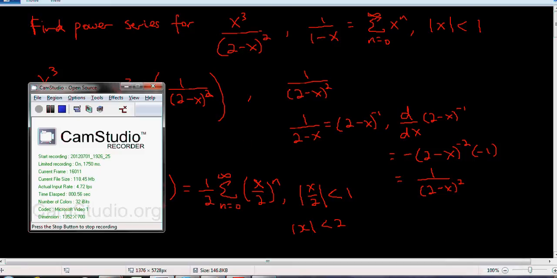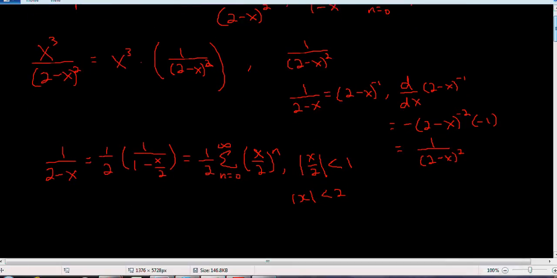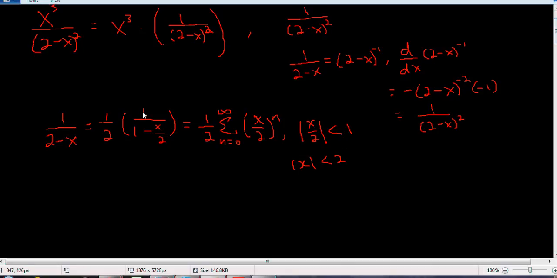All right, so continuing, we found a power series representation for 1 over 2 minus x. Well, it's this right here. So if I take the derivative of both sides, I'll then have a power series representation for 1 over (2 minus x) squared. So I take the derivative of both sides.